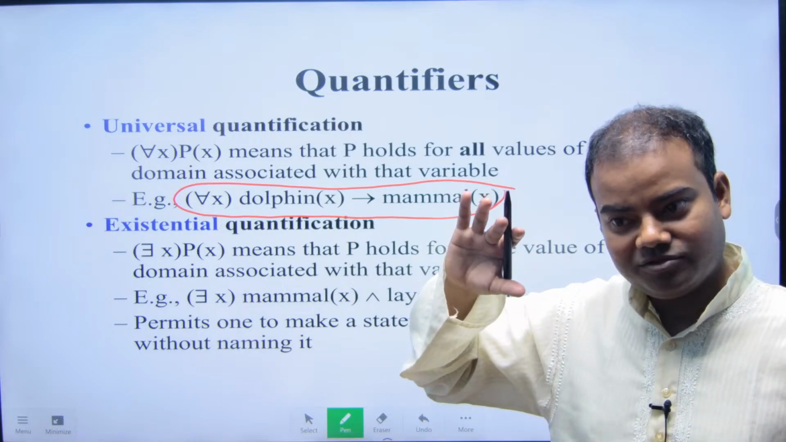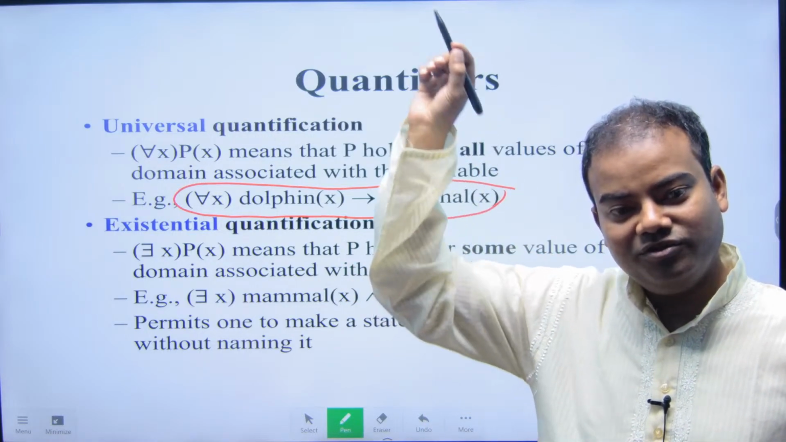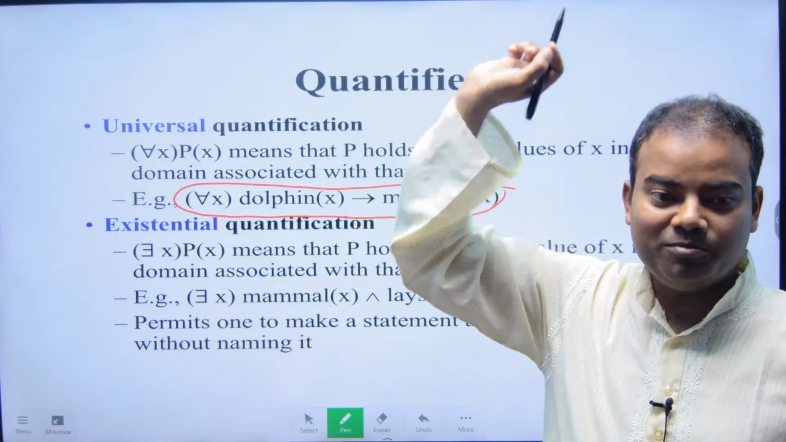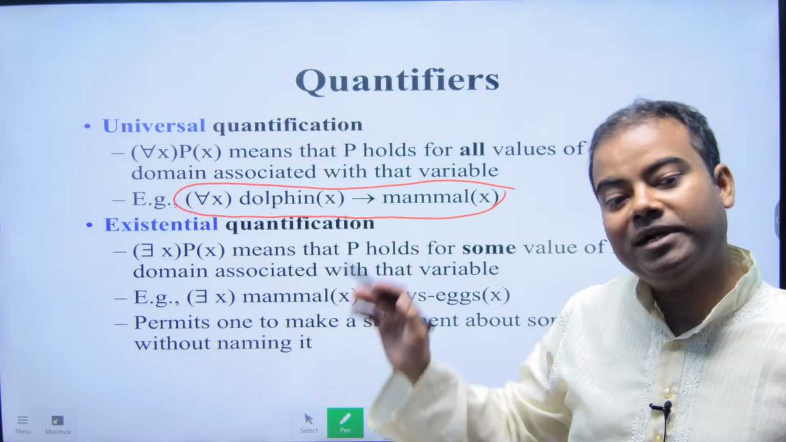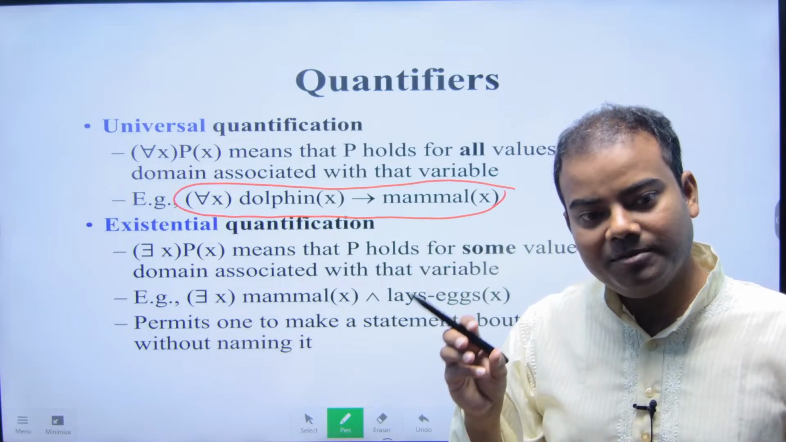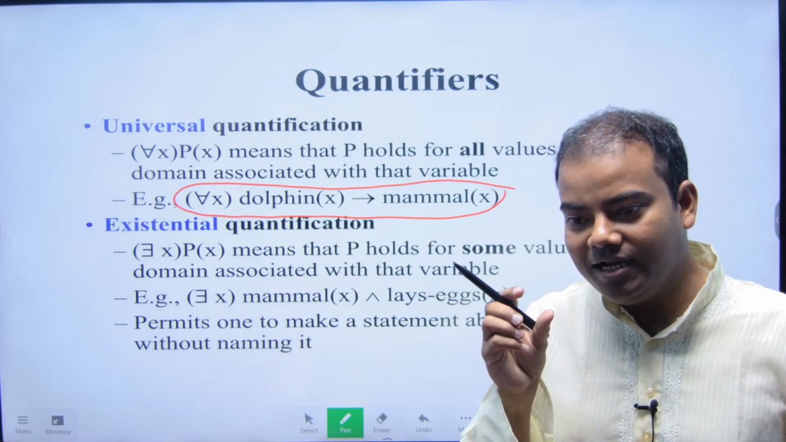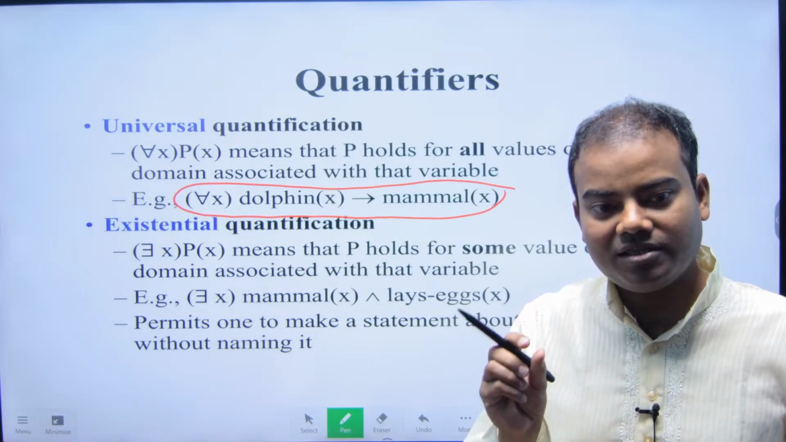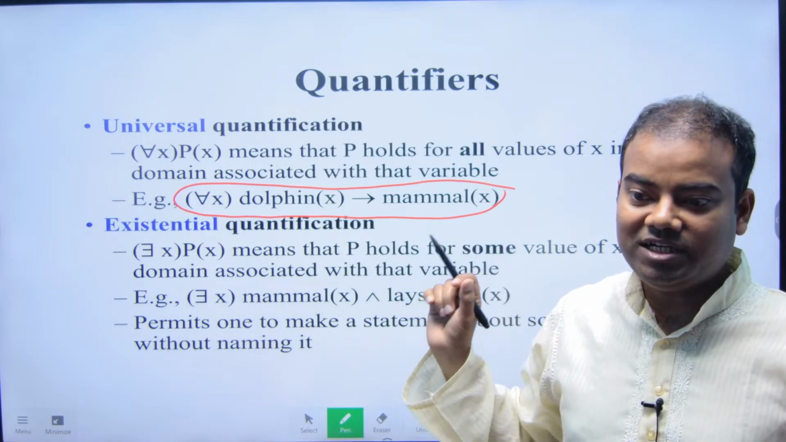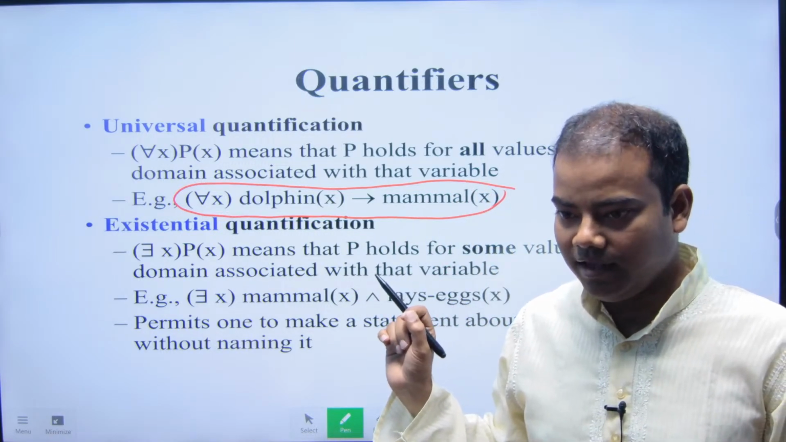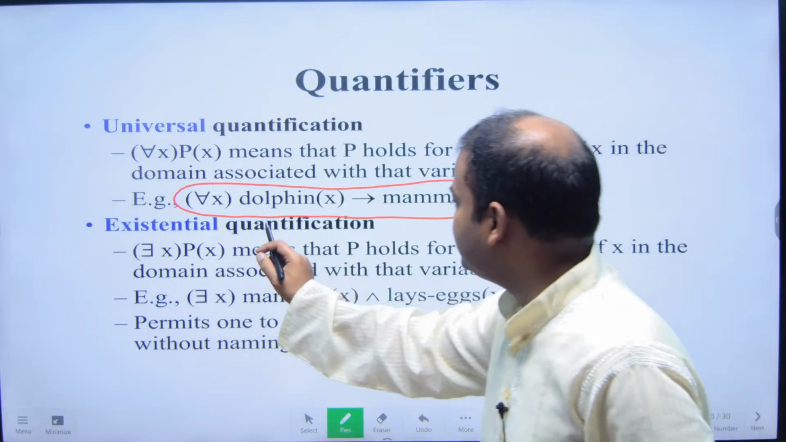Is it clear? So in logic, whatever modus ponens, modus tollens, contrapositive, those things will be applied here also. But there it was simpler. Why? Because there it is bounded by some specific thing, but here it is generic. Here the subject is a variable. Clear? Now the existential quantifier.